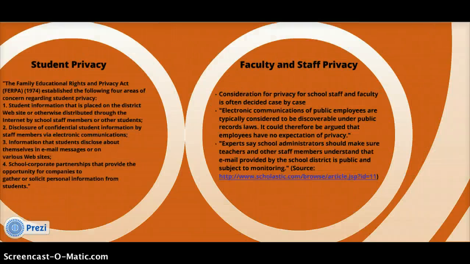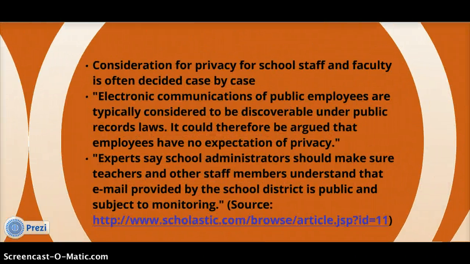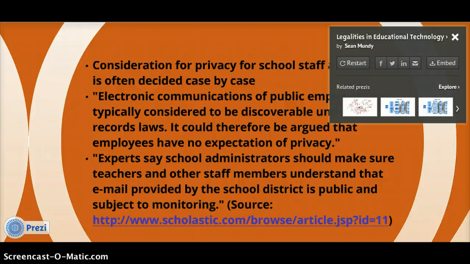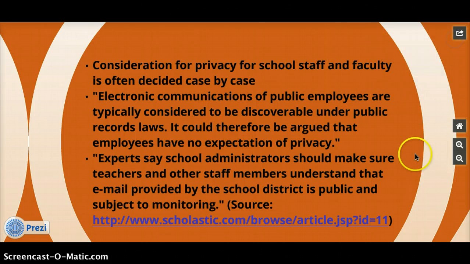And then for faculty and staff, looking at the considerations, we know that this has to be on a case-by-case basis. So pointing out this quote from the article saying that it could be discoverable under public records law, we need to focus on the fact that they really shouldn't have an expectation of privacy, which brought up the point of email, which usually tends to be pretty private. But this great article from Scholastic I liked because it said we should really make sure that we are looking at email provided by the school district as public, and make sure that that is all subject to the same monitoring that we have.